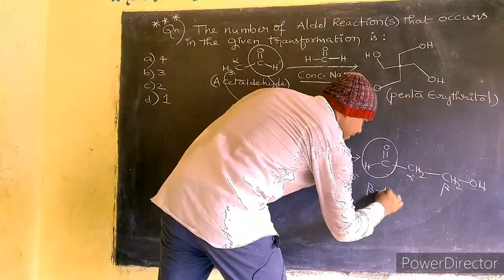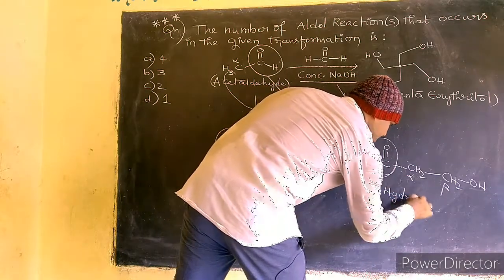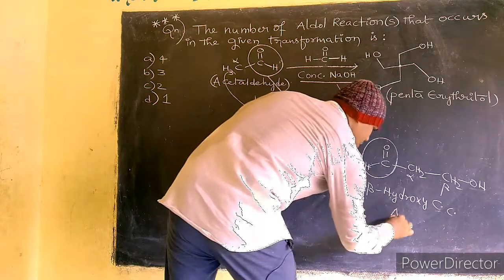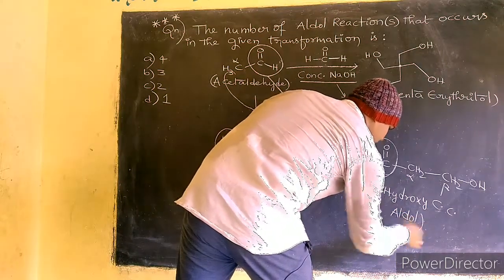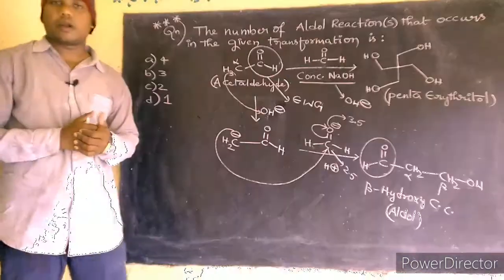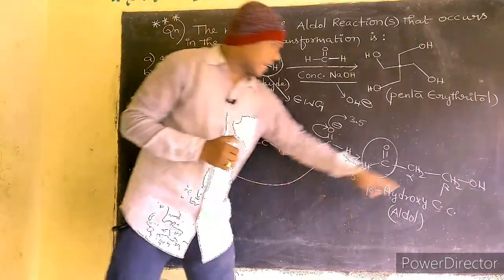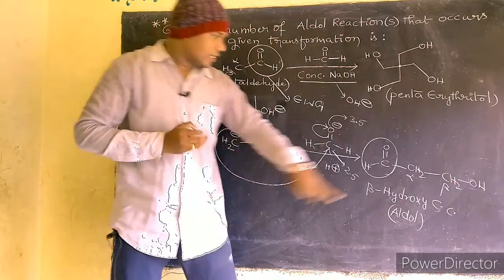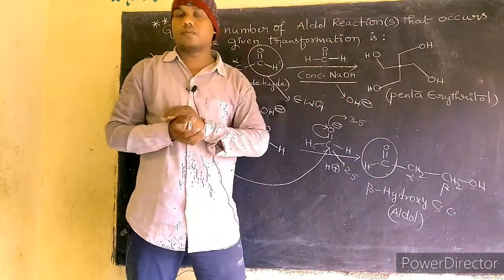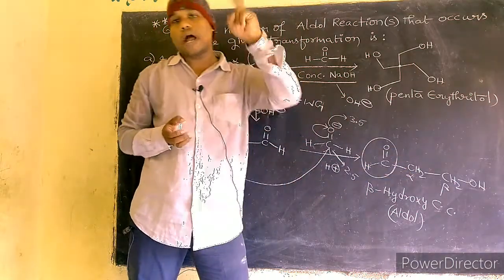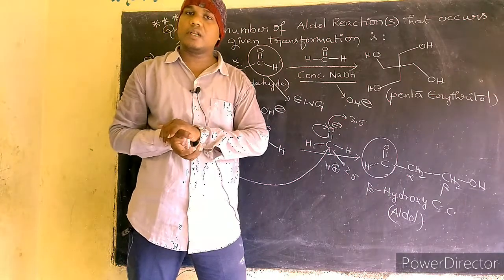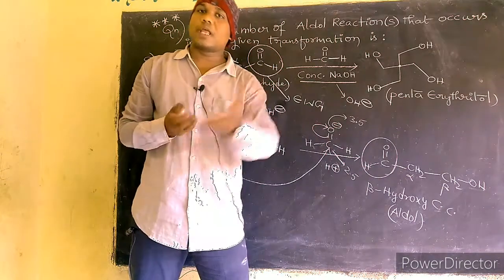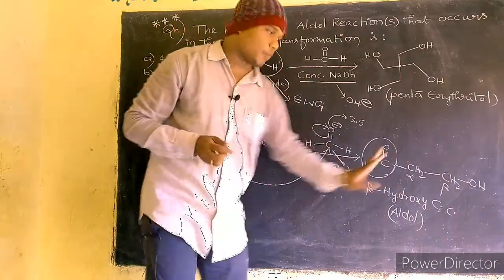Beta hydroxy carbonyl compounds, hydroxy carbonyl compound, which is called aldol. This is aldol. So, are there any alpha hydrogens to go further for aldol condensation? Yes. Here, two more hydrogens are also there. Those are two more alpha hydrogens. So, again two times aldol condensation is possible here.